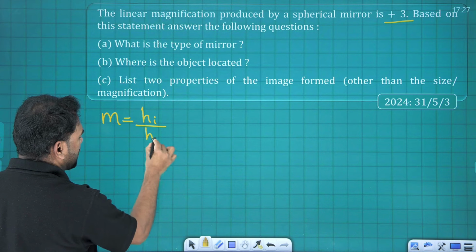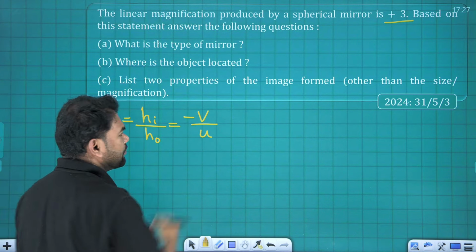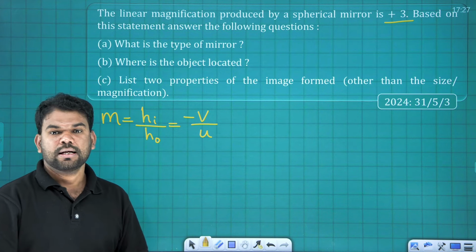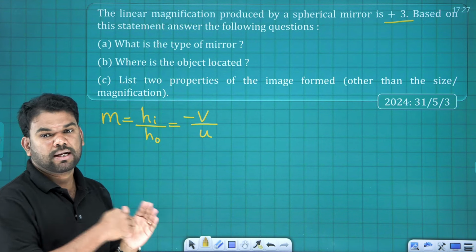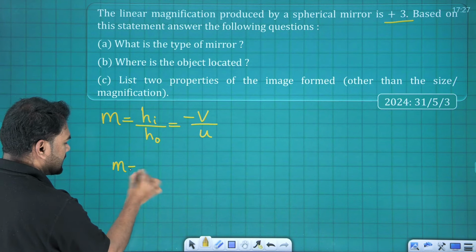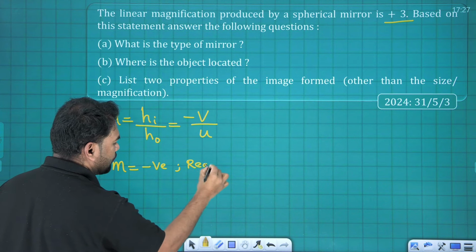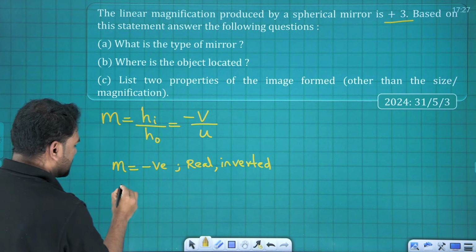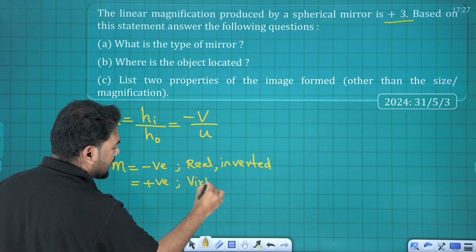Magnification of a mirror is the ratio of height of image to height of object, and that will be equal to minus v by u. So this is the equation for magnification for a mirror. The definition of magnification is the ratio of height of image to height of object. It is the same for mirror and lens. Now, for any magnification-related question, remember this important property. If m is negative, it means real and inverted. If m is positive, it is known as virtual and erect.